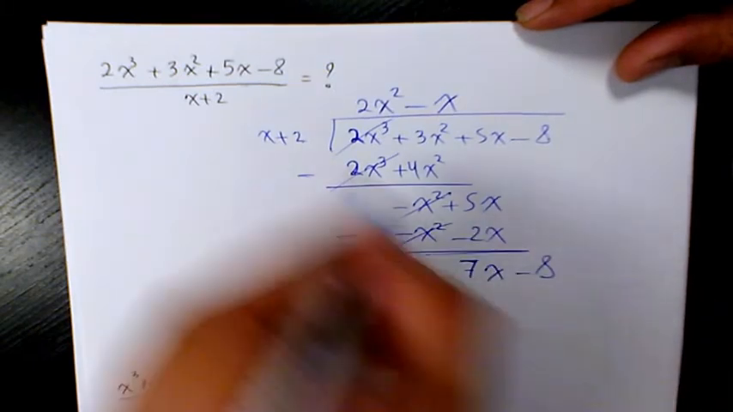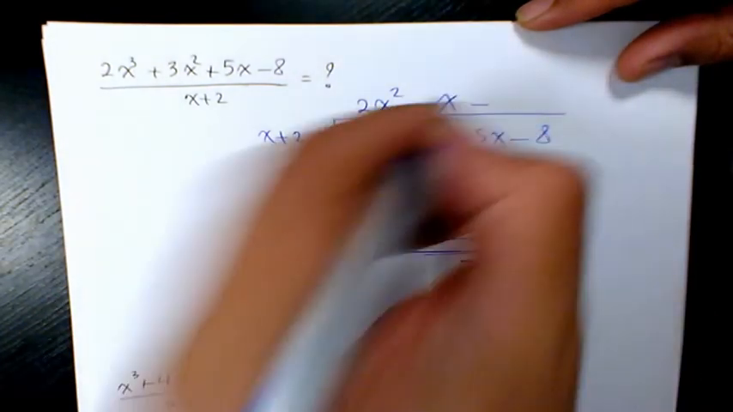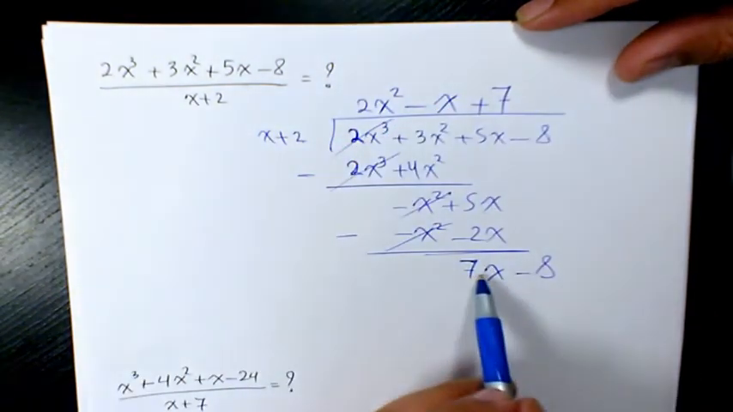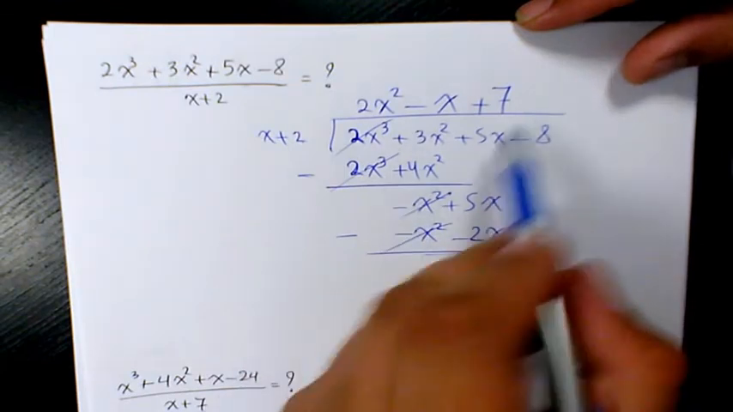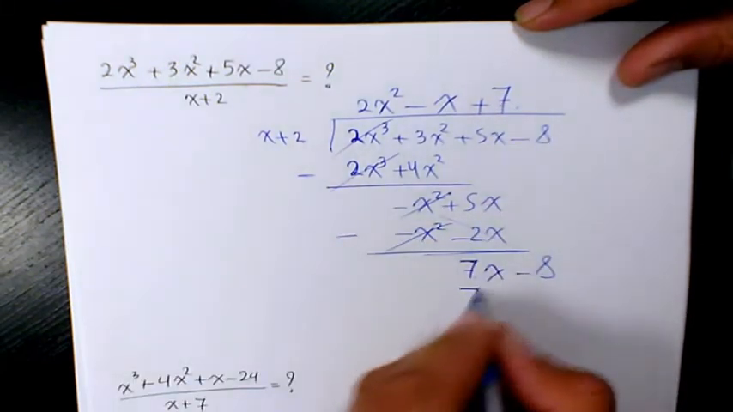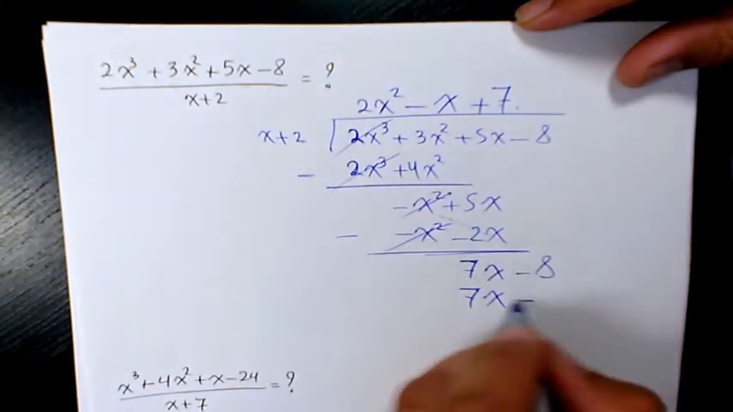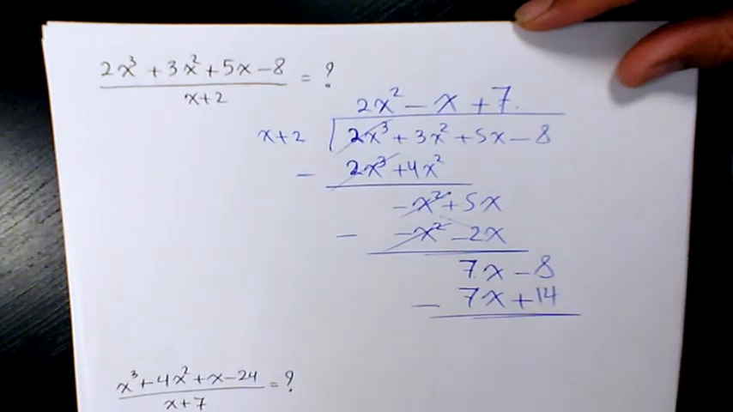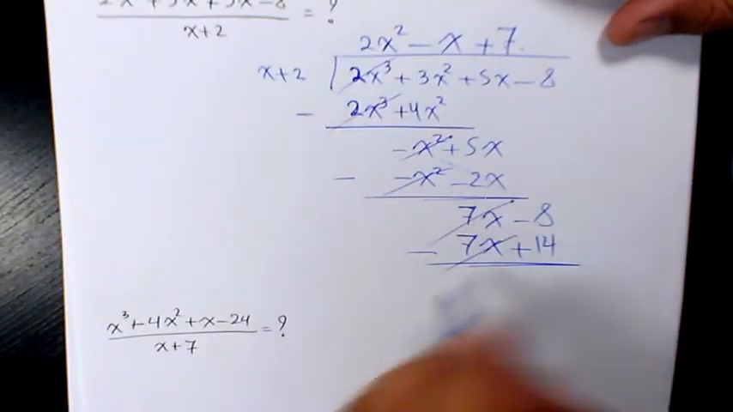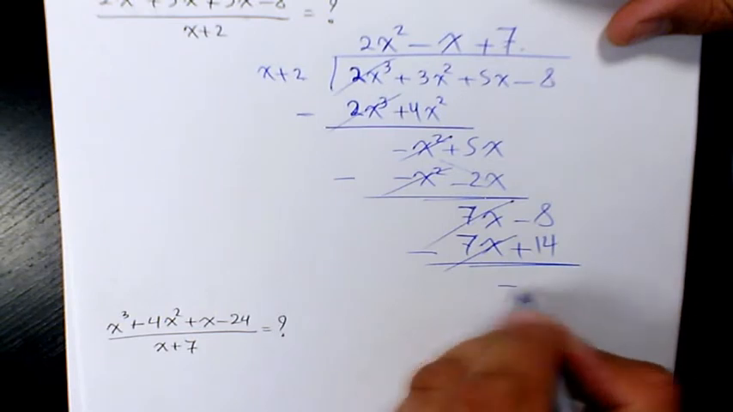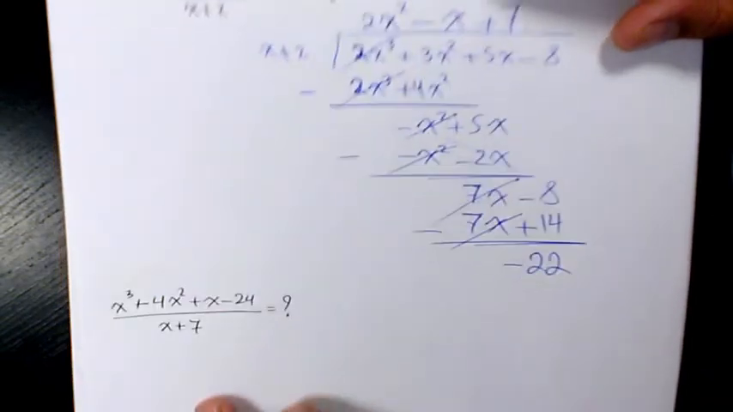7x divided by x is going to be positive 7. 7 times x is 7x. 7 times 2 is going to be 14. Now you need to subtract it. These two cancel out. Negative 8 minus 14 is going to be negative 22. So the remainder is negative 22.